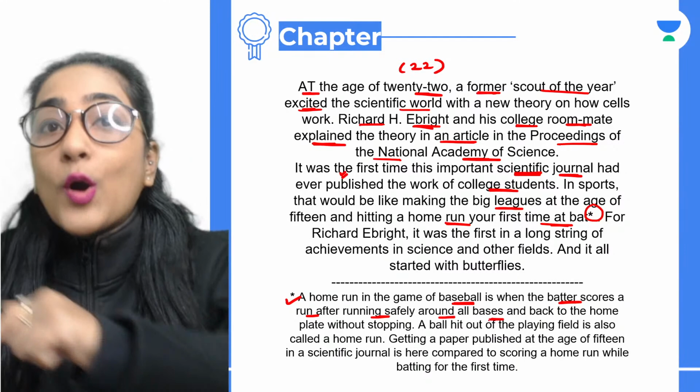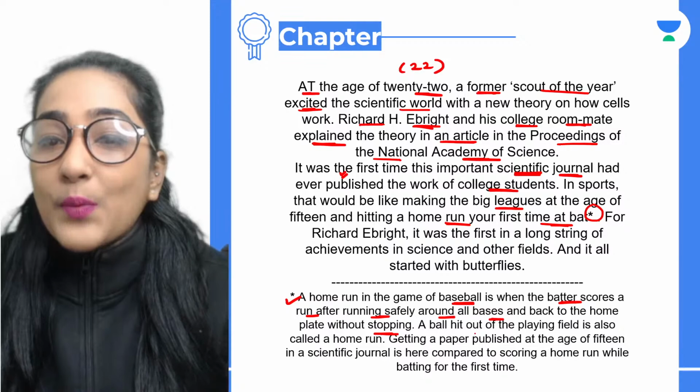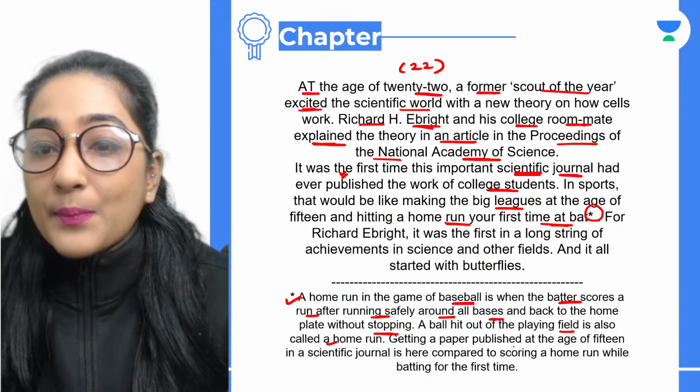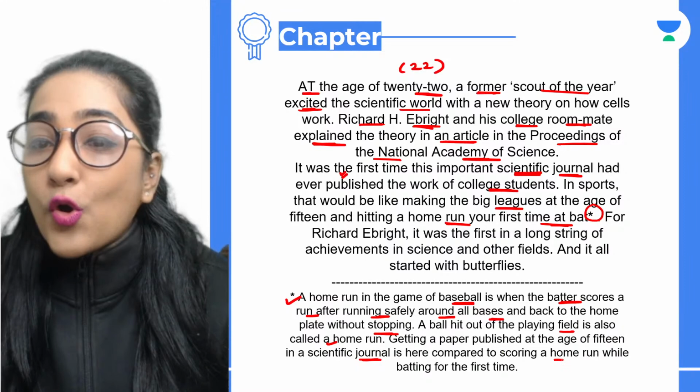And back to the home plate without stopping. So a ball hit out of the playing field is also called a home run. Okay, getting a paper published at the age of 15 in a scientific journal is comparable to scoring a home run while batting for the first time. So, you know, home run kya cheez hai?